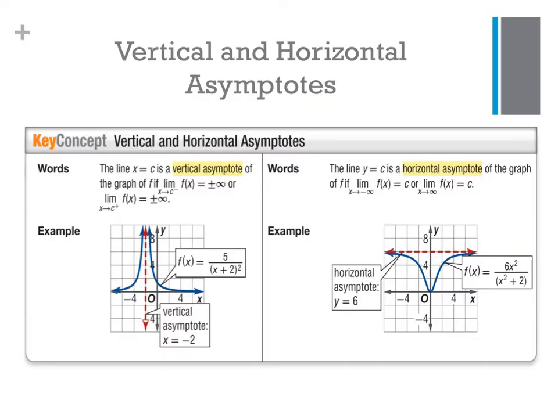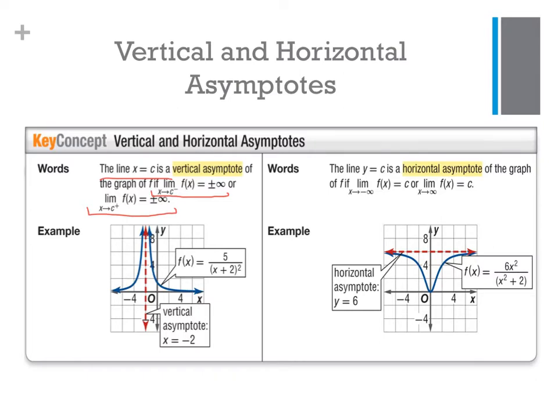So let's talk about vertical and horizontal asymptotes. The vertical asymptote of a function is the line x equals c of the graph f if the limit as x approaches c from the left is equal to positive or negative infinity, or if the limit as x approaches c from the right is positive or negative infinity.